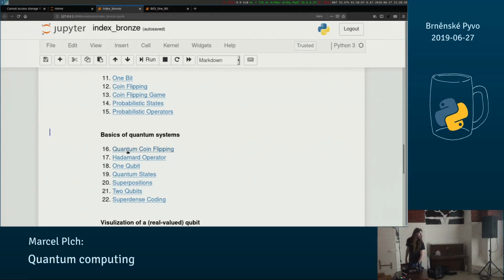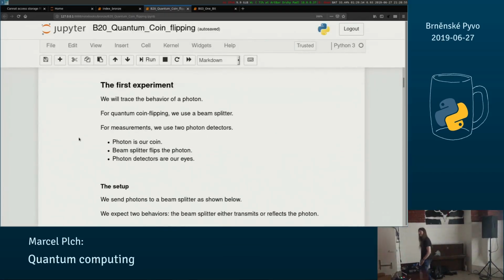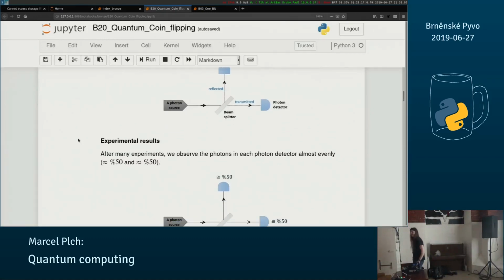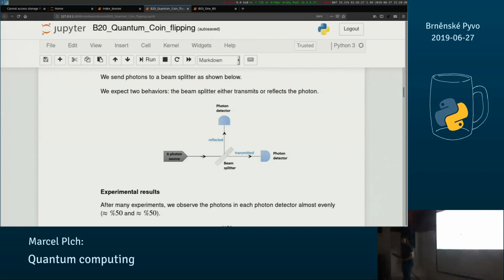And let's take a look at quantum coin flipping, which I was trying to explain at the last lightning talk, and I didn't have enough time to do that. And now that we know what matrices are, and what probabilistic systems are, etc., I hope it will be easier to comprehend. Alright, so let's say that we have a photon source, because a photon has quantum attributes. For example, it could be a polarization.